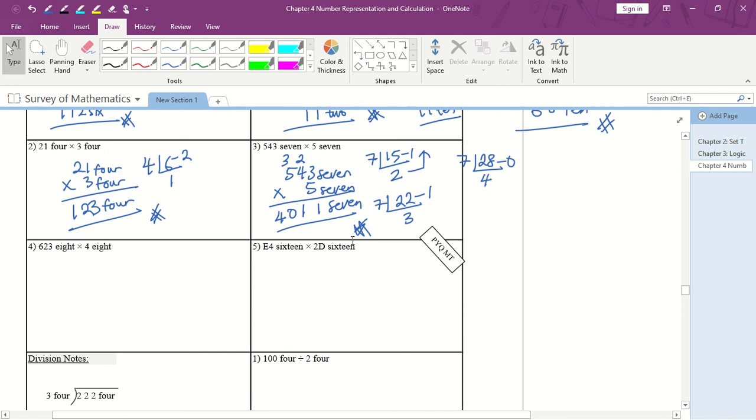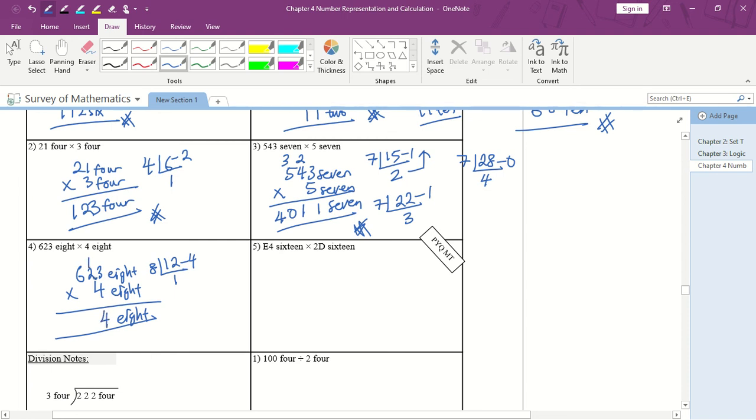623 base 8 times 4 base 8. Of course this is base 8, and now we need to figure it out. 3 times 4 is equal to 12. So 12 you divide by 8, it will give you 1, it will give you 4. So here will be 1, 4.